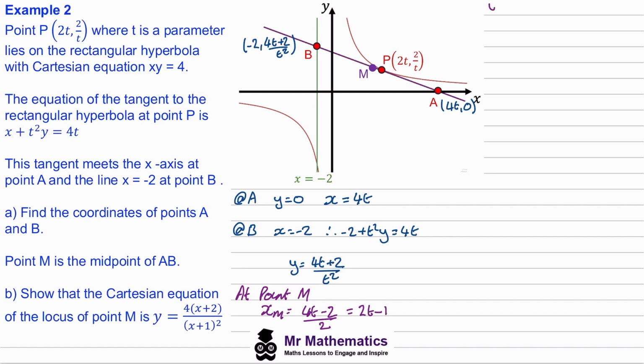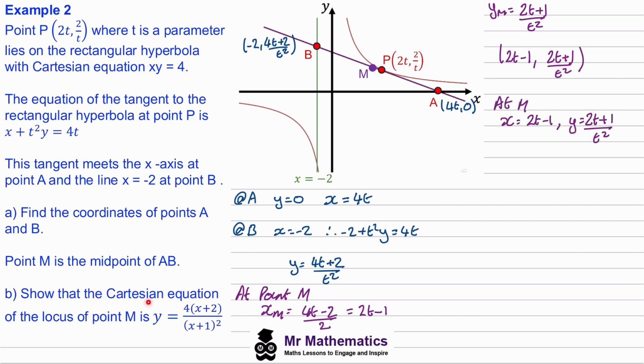And then for the y value at point M, this will be the average of the y value at B and the y value at A. So all we need to do is divide this by 2, and we'll get (2t plus 1) over t squared. So now we have the general coordinates for point M. We know that x is this value and y is this value.